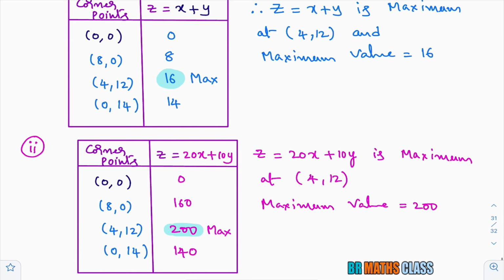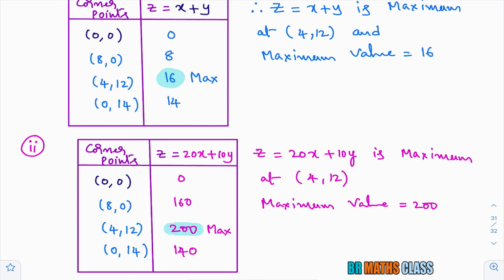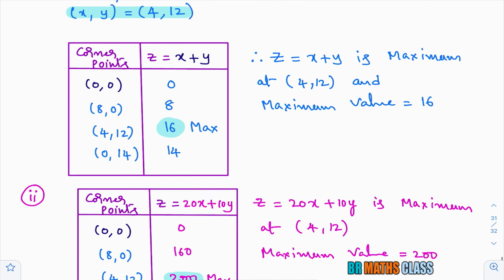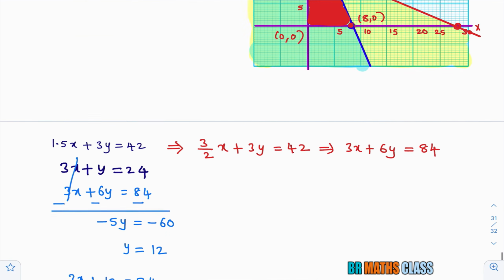You can observe this corner point table. If you observe this corner point table, here when the factory works at its full capacity, the maximum number of rackets and bats that can be formed is 16 and the maximum profit is rupees 200. I hope you are understanding this. So this is the solution of this problem.